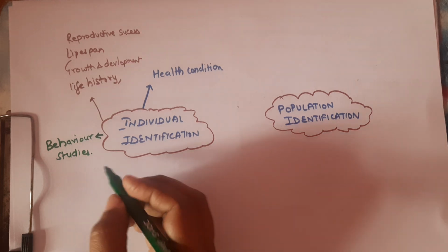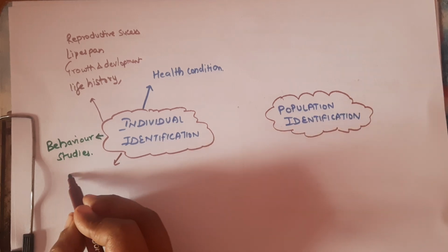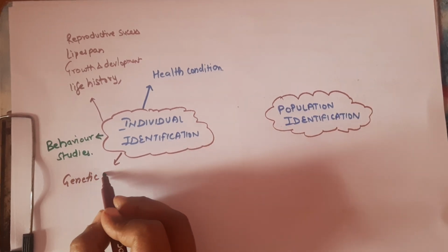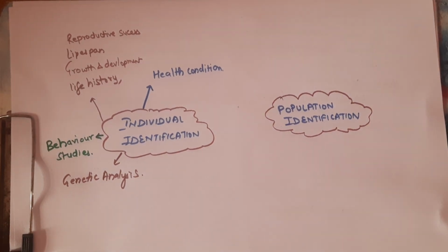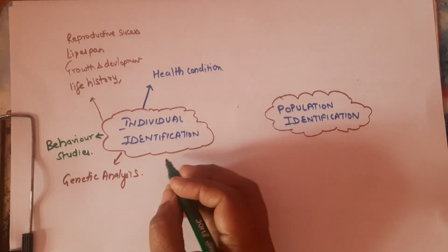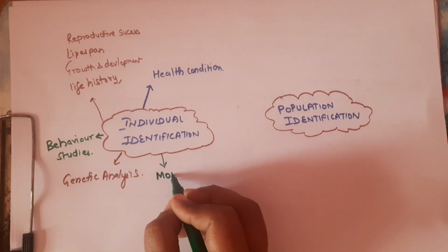Then the fourth is, individual identification will facilitate the genetic analysis also. That is, it allows the researchers to track the parentage, the gene flow, and the genetic diversity within a population. For example, DNA fingerprinting or gene tagging can link individuals to their offspring or identify the related individuals.